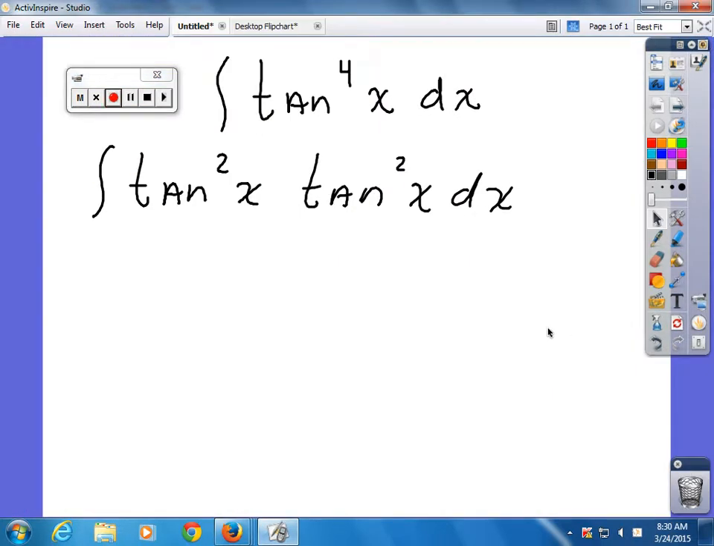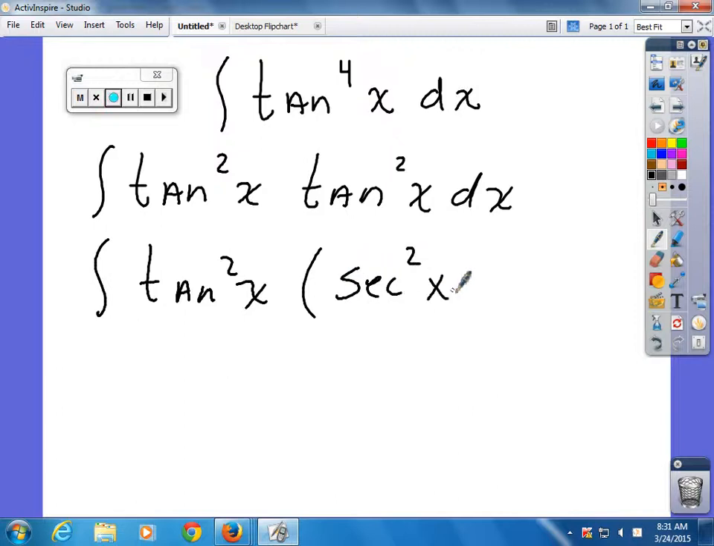And the reason you do that is because you've got to get some kind of secant-tangent relationship, because you know that the derivative of tangent is secant squared, so the antiderivative of secant squared is tangent. So you know there's some kind of relationship between secant and tangent. That's why you want to put secant in there. So tangent squared x times secant squared x minus 1 dx.